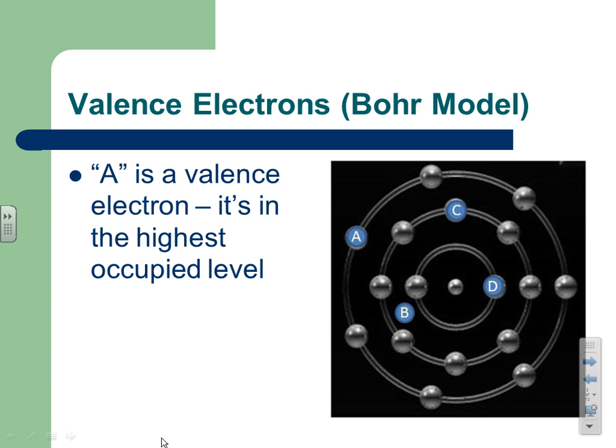Doesn't occupied mean most abundant? No, occupied just means that there is something there. Okay? But C has the most electrons. That's true, but that doesn't mean it's the highest occupied level. Okay? The highest level that is actually occupied is that outer ring.